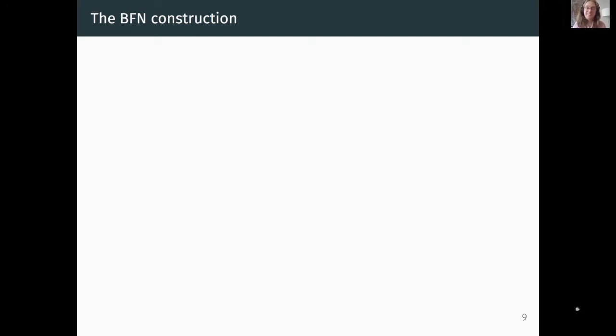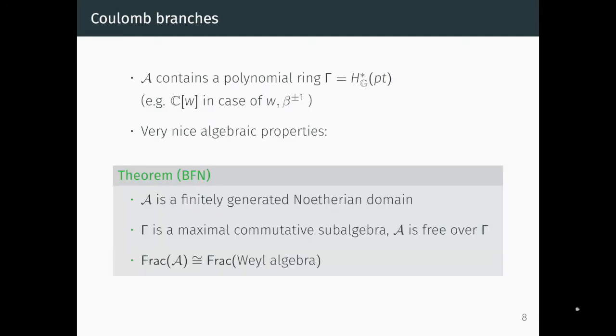Pardon me? Does one know the rank of this Weyl algebra over gamma? Oh, sorry, of infinite rank. Infinite rank. Just as an example, in this difference operators case, it's a free module where the basis is the powers of this element beta, but otherwise it's like a direct sum of infinitely many copies of polynomials. Yeah, it's always infinite.